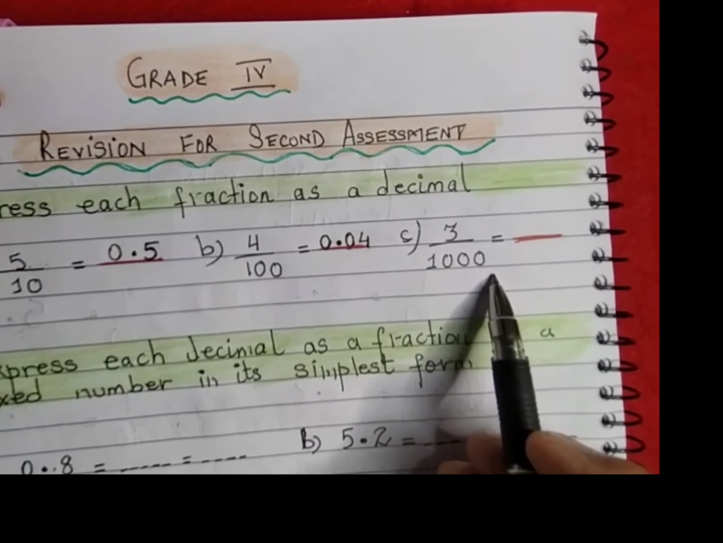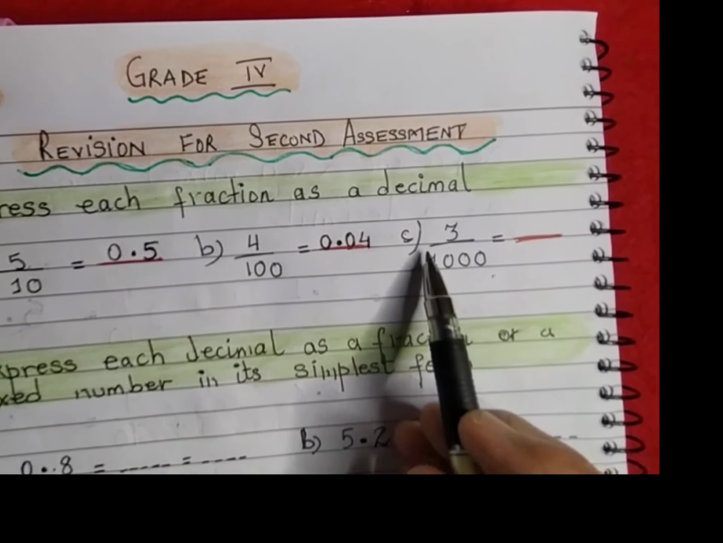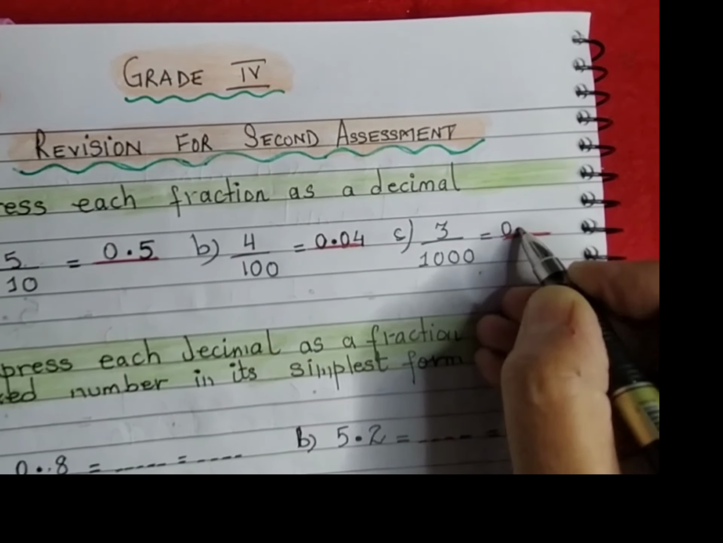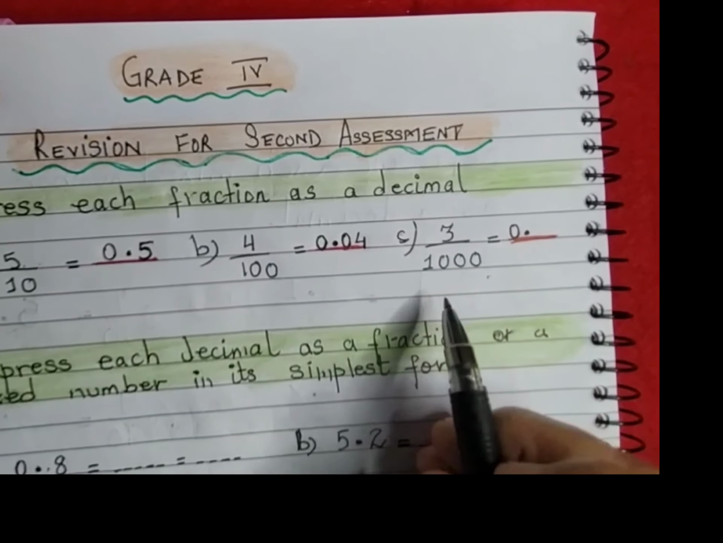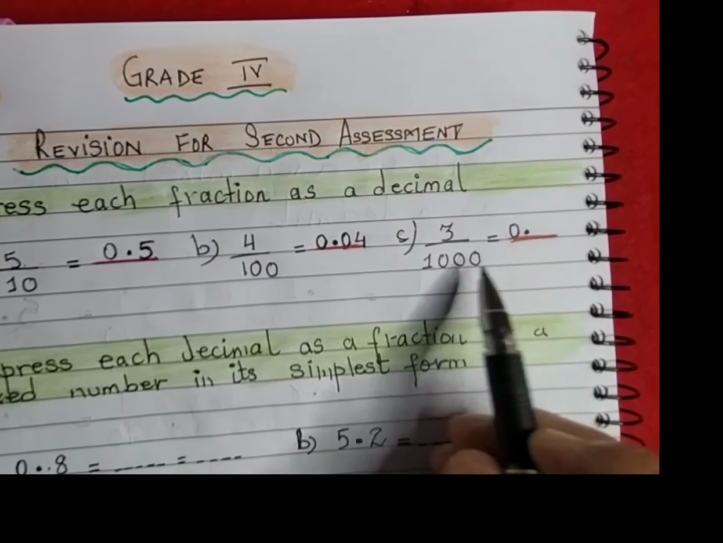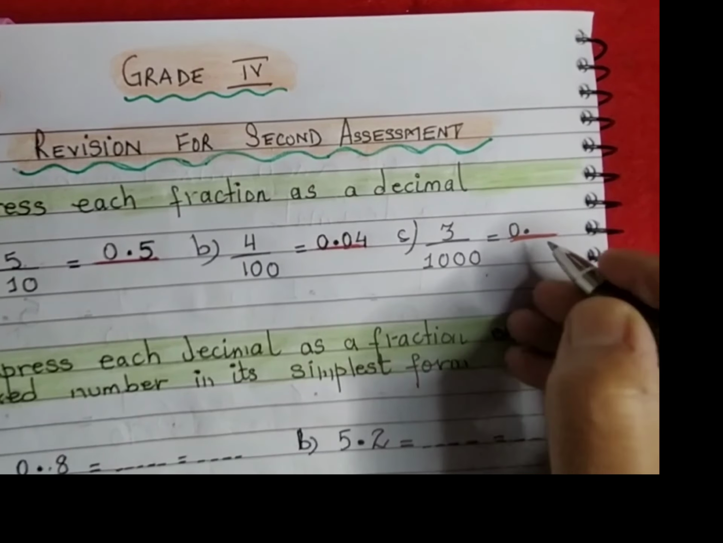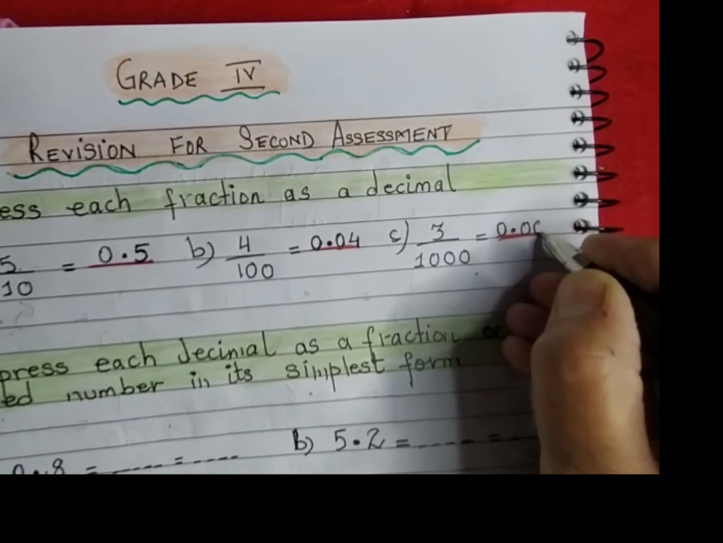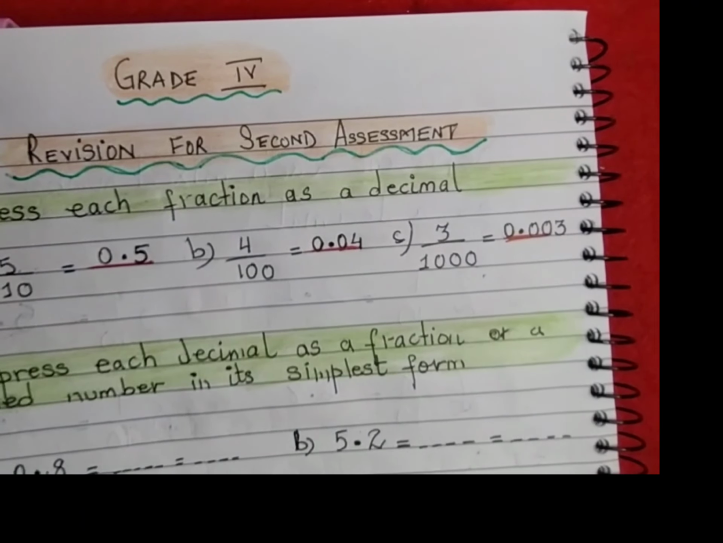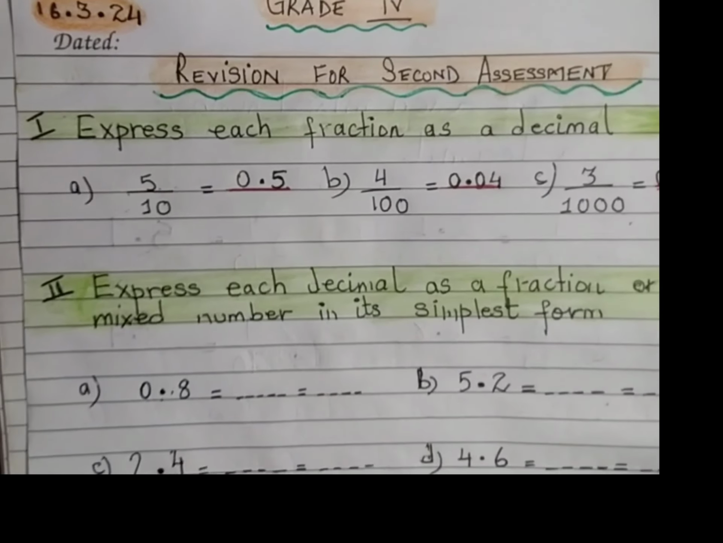Okay, moving on to the third question here. The third question is, again, there's no whole number on the side. We're going to write down a 0 here, a decimal point. And where do you think the 3 will stand? It will stand on the 3rd place. Why? Because it's standing on the 1000th place. Okay, so 0, 0, and 3. Clear? All right, let's now move on to the second part of your paper.